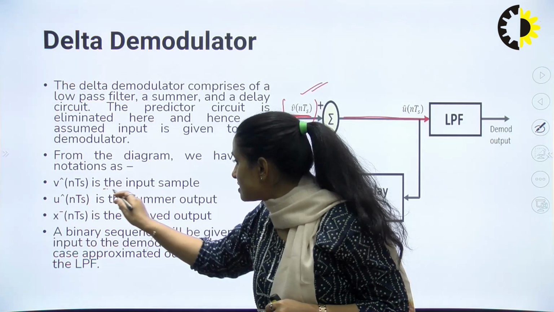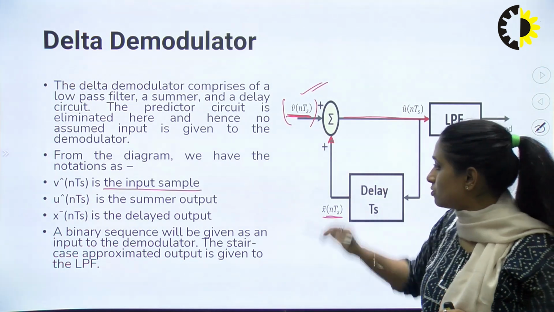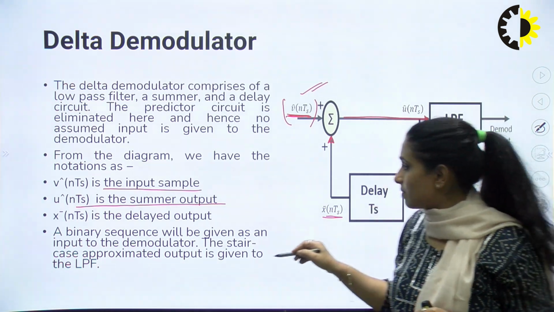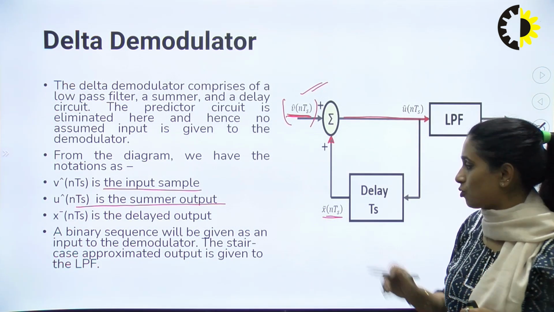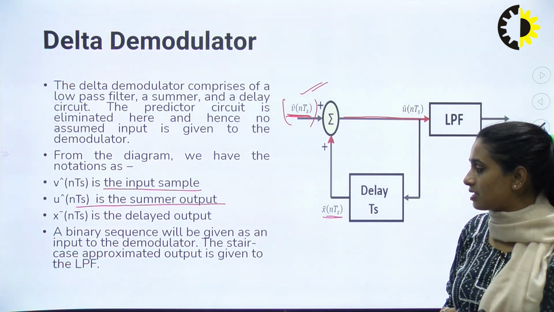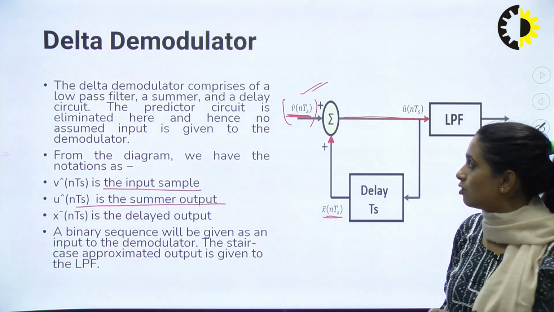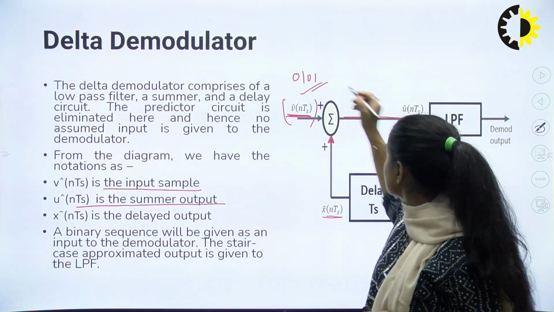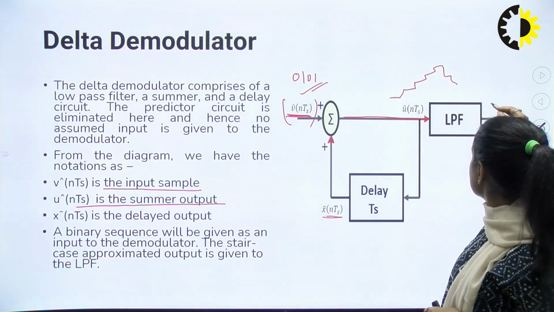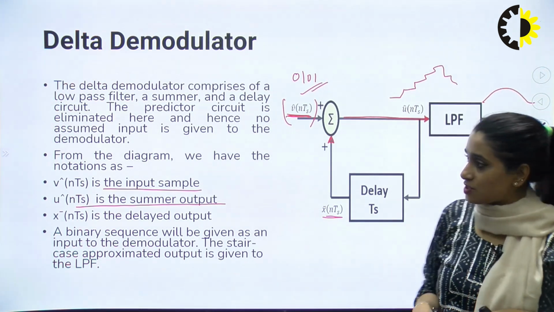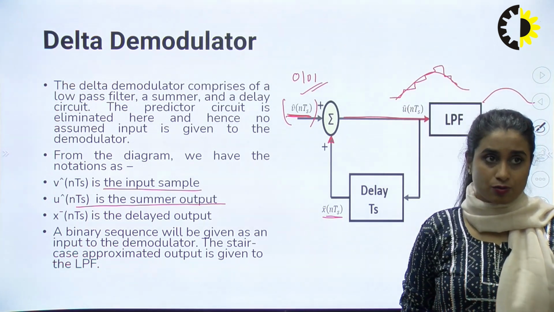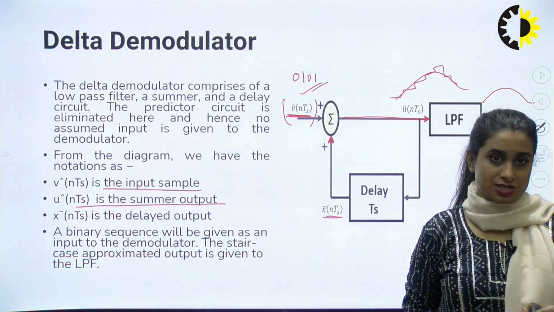My V cap NTS is the input sample here, true. U cap NTS is the summer output, and X bar NTS is the delayed output. True. A binary sequence will be given here as an input to the demodulator, and the staircase approximated output is given to the low pass filter. The low pass filter will smooth out those abnormalities, and what do I get as an analog output at the delta demodulation.